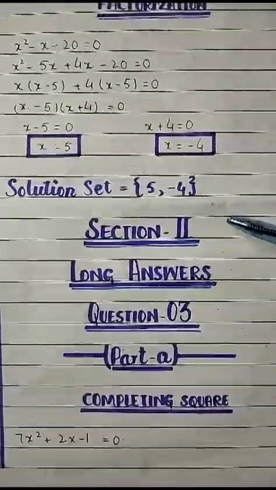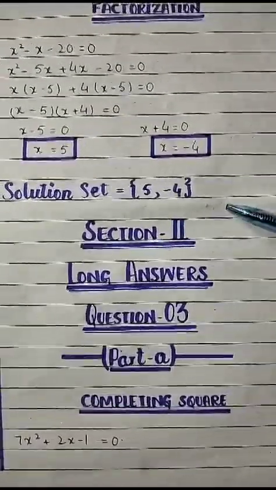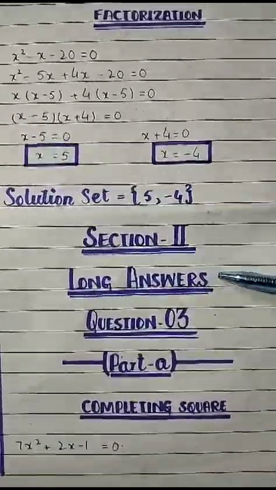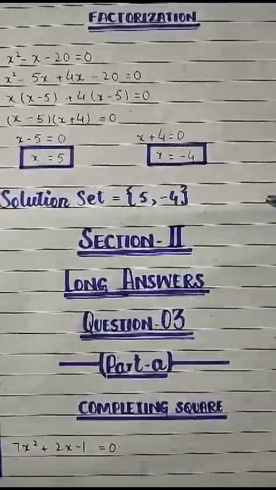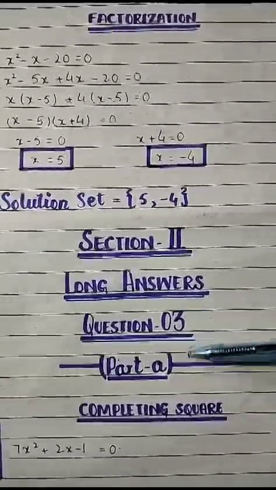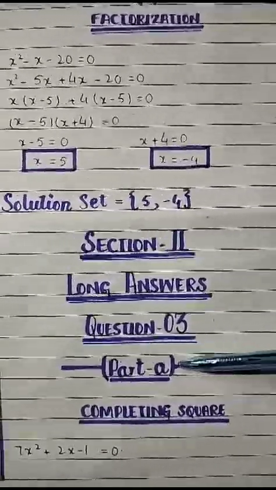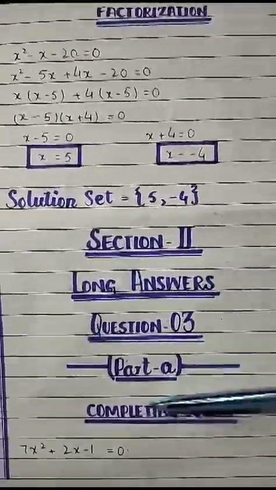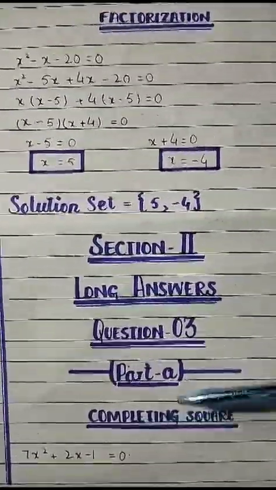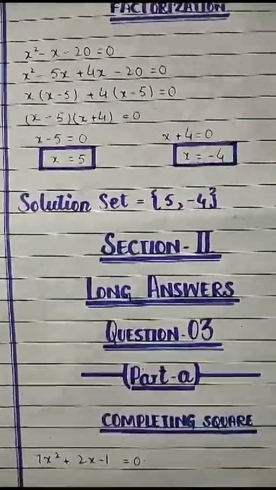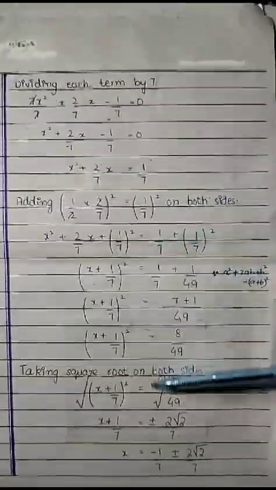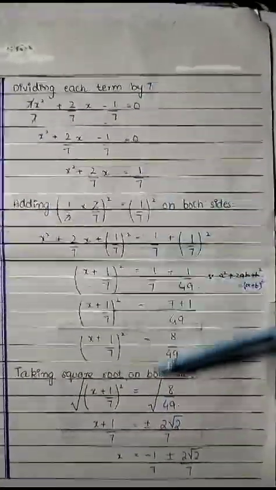Similarly, if you want to attempt long questions, then write Section Number 2, then the heading of long answers, then question number 3, suppose the long question is question number 3. Then if you want to attempt part A, you have to write part A. Suppose the topic is completing the square, you have to single underline "completing square". Then you have to write your particular question. So that is the format for attempting a long question.